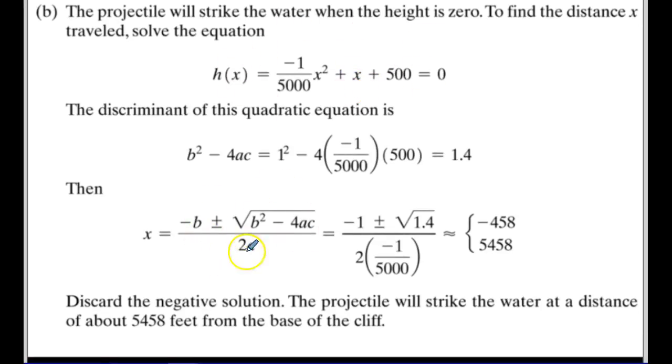So I use my quadratic formula, and I plug in my A, B, and C's, and I come up with these two solutions. We know we're not going to use this negative solution because I cannot have a negative distance. So we're only looking at this distance. So the projectile, or the cannonball, whatever it was, will hit the water 5,458 feet after we shoot it, from the base of the cliff.